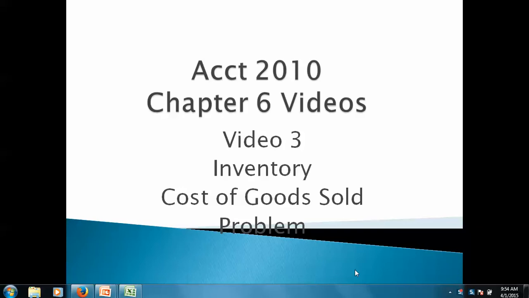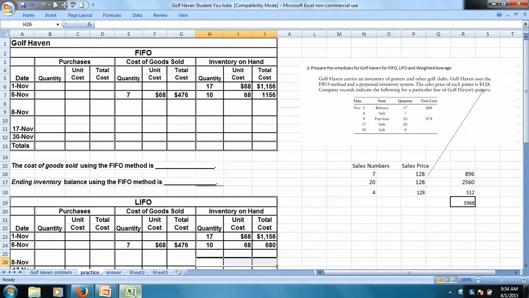In video 3, we are going to be continuing to work on the Gulf Haven problem. In the previous videos, we talked about inventory and cost of goods sold, flow assumptions, and how we assign costs. We also discussed how we calculate the sales revenue based on numbers that are given to us in our problems. Now in video 3, we are going to actually start applying the concepts of FIFO, LIFO, and weighted average to determining the cost of the products that we sold, the cost of goods sold, and the value of the inventory on hand based on using the assumptions.